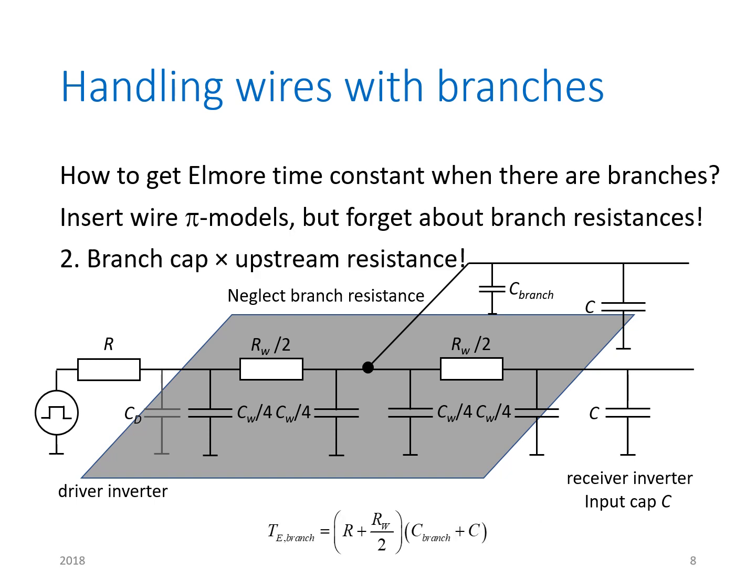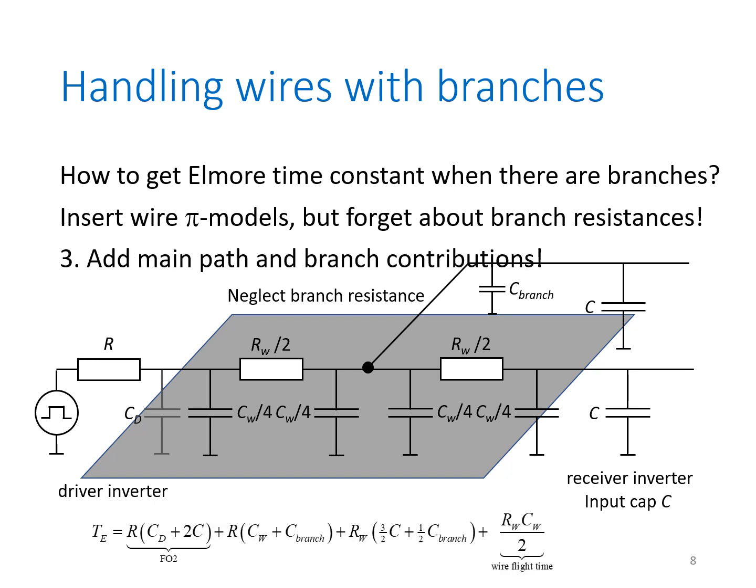Then we take a look at the branch capacitances, and we identify their upstream resistance. So the branch capacitance times upstream resistance. So we have branch capacitance plus the second load times the upstream resistance. So we get the contribution to the Elmore time constant from the branch. And then we can add these two to get the total expression. And we can identify the first part, the FO2 delay, as if there were no wire, and the wire flight time, and these cross terms that involve both the R, Cw, Rw, and C.